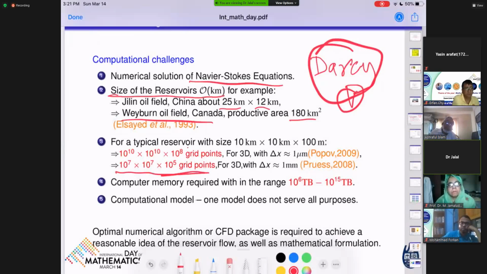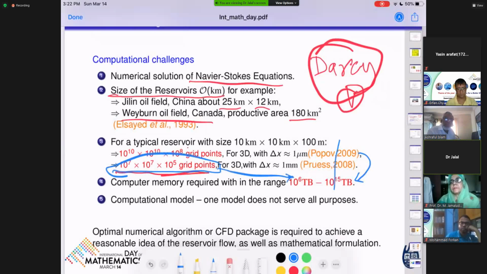If I consider this grid point, then what will be? First, for this case, I have the memory for this one, 10 to the power 6, and for the other one, 10 to the power 15. So what should we do? What is the medicine? What is the prescription for this kind of simulation? How can we get rid of this?